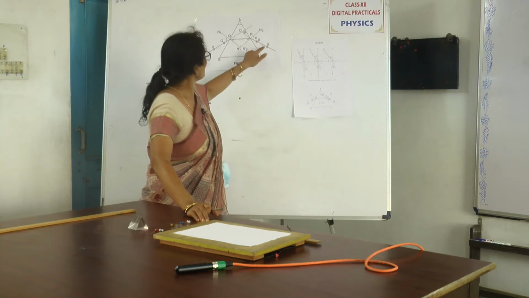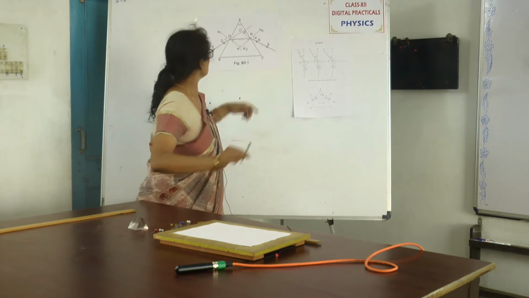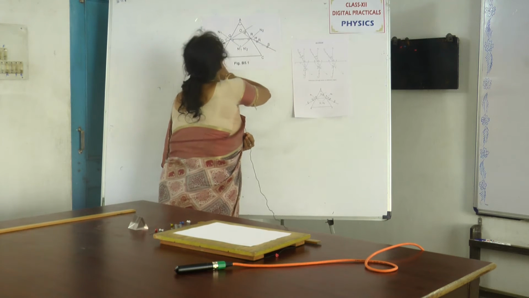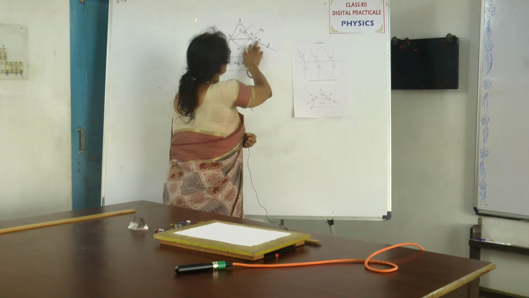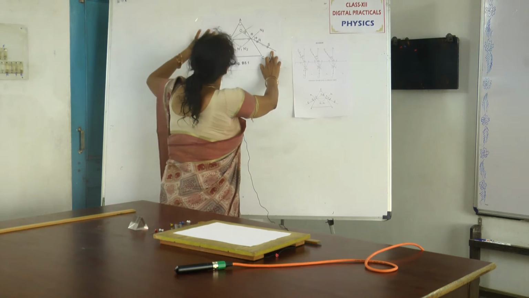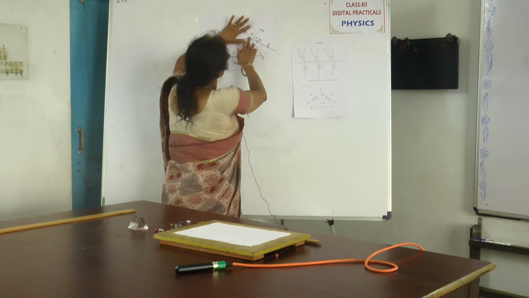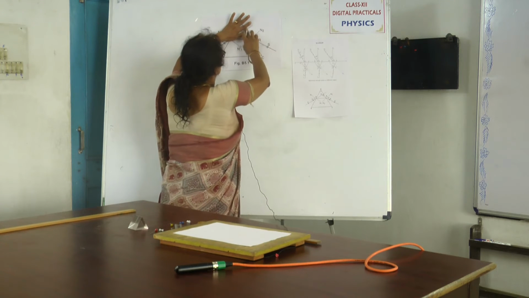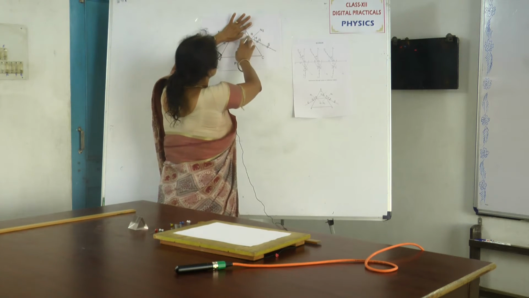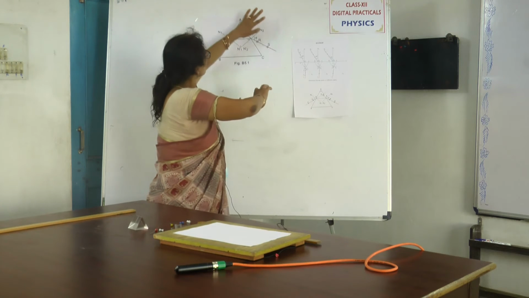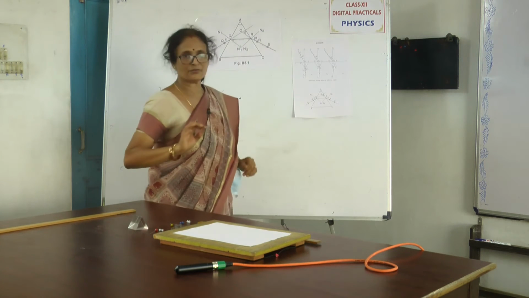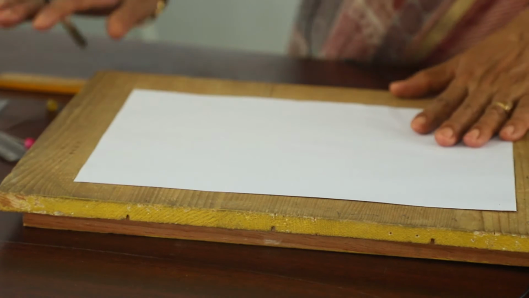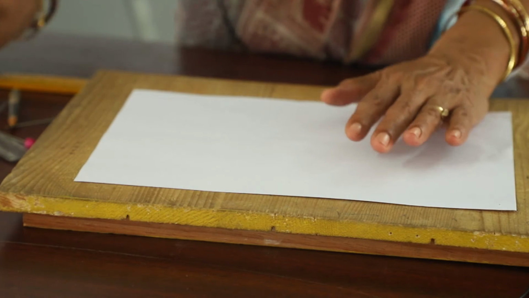So the angle by which the emergent ray deviates from the direction of the incident ray. This is the emergent ray, this is the incident ray. This is the direction of the incident ray, this is the direction of the emergent ray. If it is extended backward, the angle by which the emergent ray deviates from the direction of the incident ray is called the angle of deviation. So to do it systematically, we are going to show it on paper.